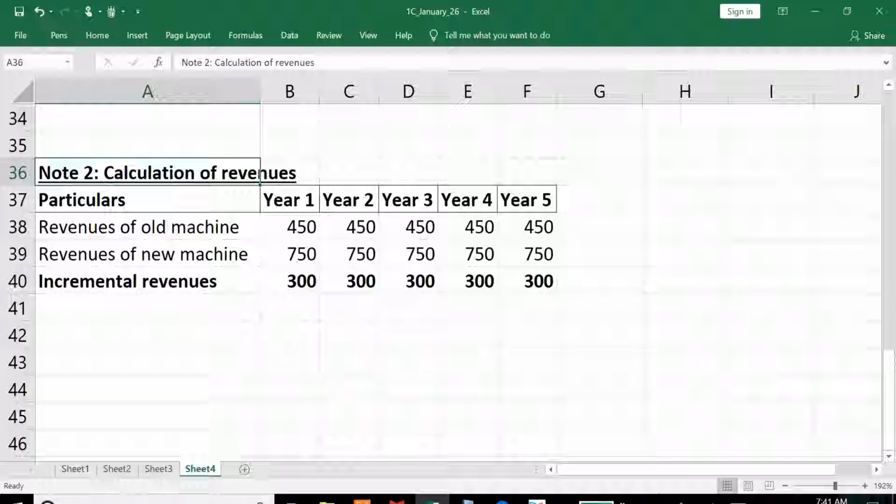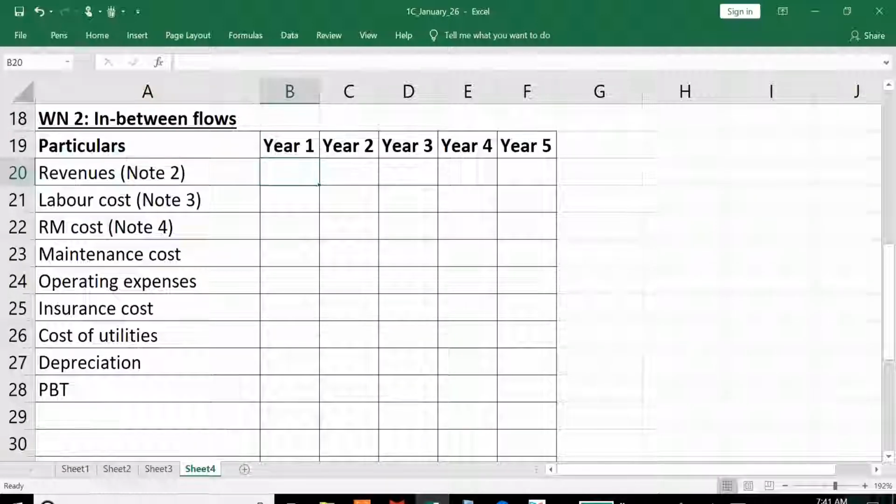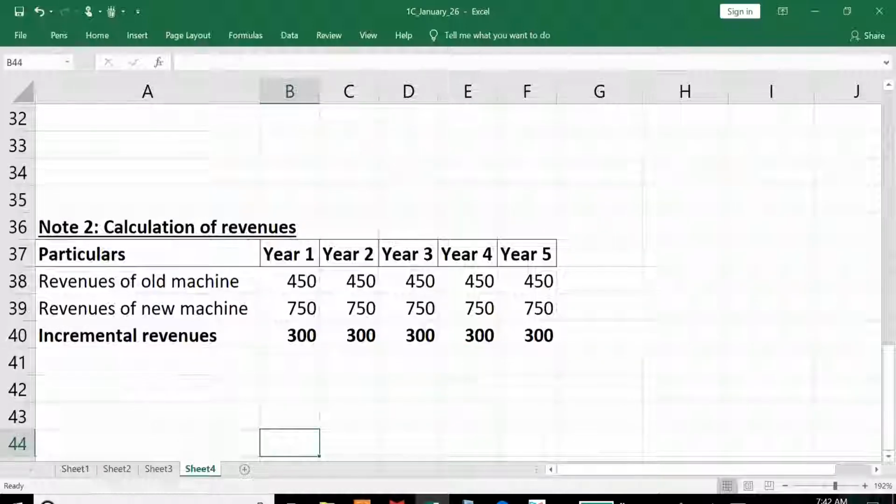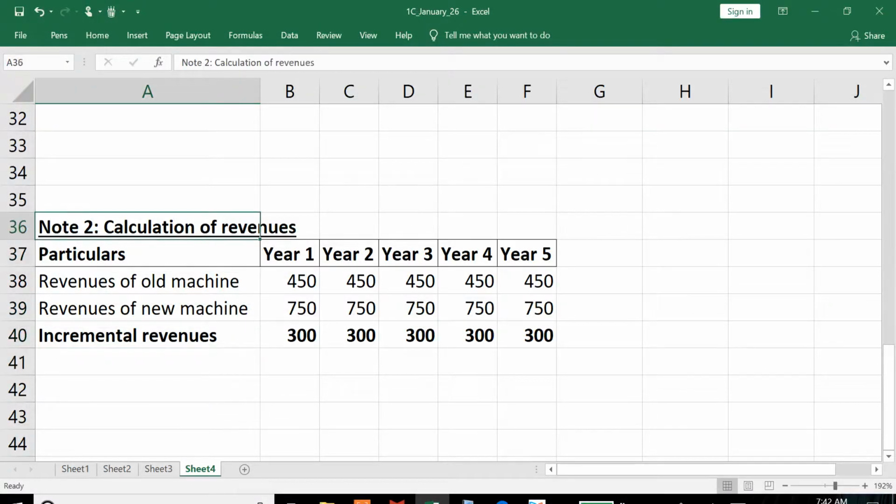This 300 will go to the main working note. Ideally, I don't need a working note for this, but you'll understand as we proceed why I have calculated this specifically. So revenues are 300. Incremental revenues are 300. Revenues of old machine, revenues of new machine and incremental revenues. Any doubts on this?